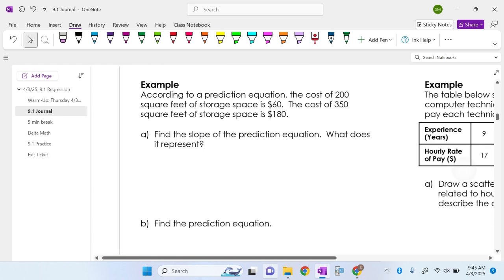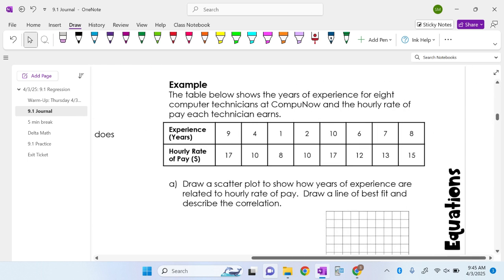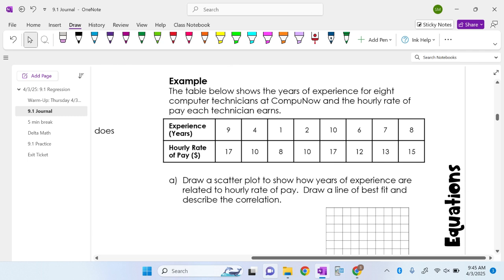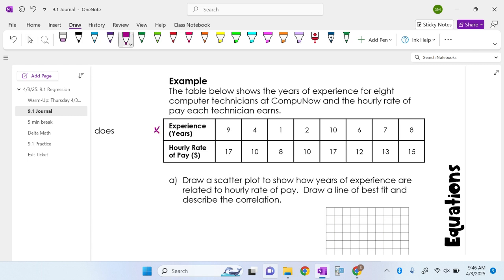So let's look at an example of that. I have to jump around because of the way my PDF is, but y'all are still good where you are. So let's look at this first example. A table below shows the years of experience for 8 computer technicians at CompuNow and the hourly rate of pay each technician earns. So the experience in this case would be your X, the hourly rate would be your Y.